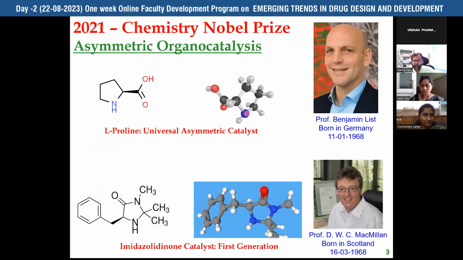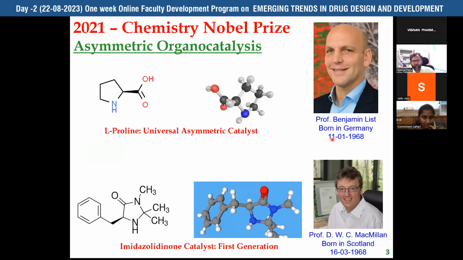Before that, in 2021 there was the Nobel Prize in asymmetric organocatalysis. I have been working in this area for the last 20 years. I'm very happy; I am among the first generation of this field. Benjamin List and myself both worked in the same lab, Professor Carlos Barbas's laboratory. He went to Germany and I came to India to start an independent career. And there is Macmillan from the USA, and these are the front runners of organocatalysis.